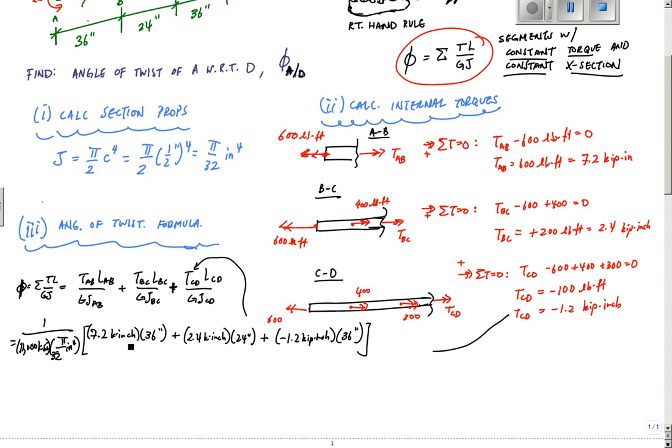And if you look, these units will be kip inch squared, and these will be kip inch squared. And that tells me, once I run through my calculator, this angle of twist of A with respect to D, this right here, ends up with 0.253 radians, because these units will cancel out. I am left with this here.